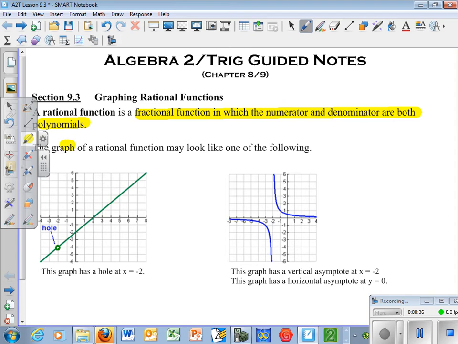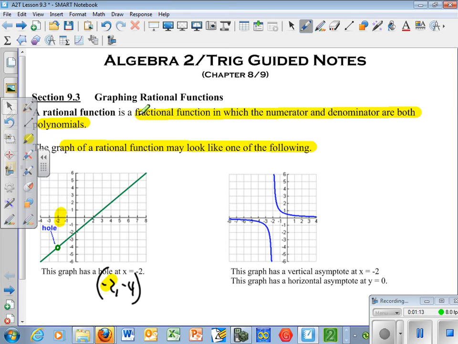These are some examples of what the graph of a rational function, when we do some graphing here, is going to look like. It could be linear, like the one on the left here, with a hole in it, and we'll talk about what produces a hole. There's a hole at x equals -2. If you notice, the x value right here is -2. The hole is actually occurring at (-2, -4), but if we notice, the x value is -2, so that's what we're stating there.